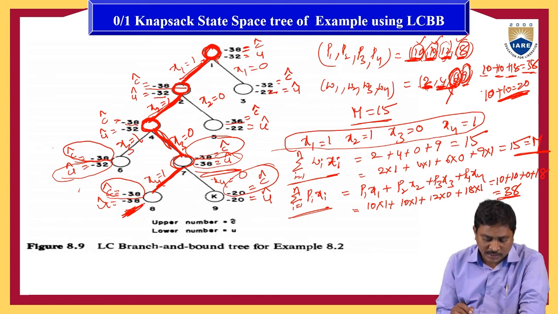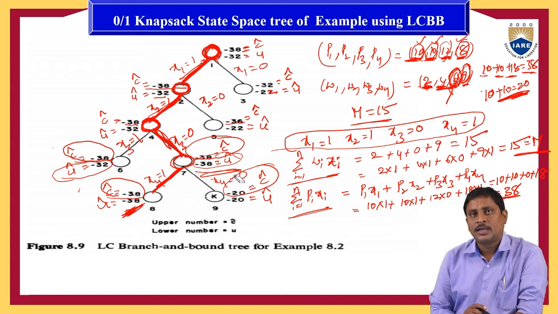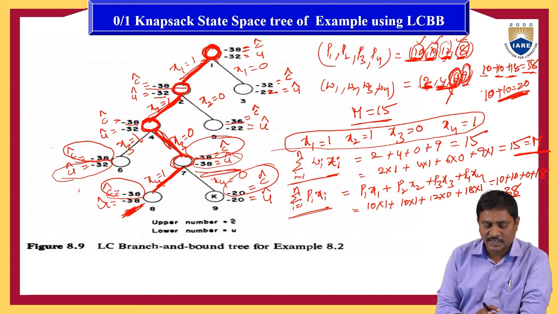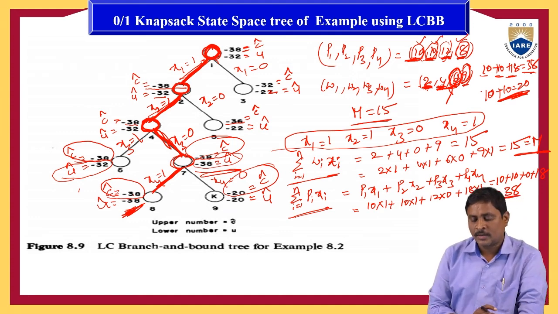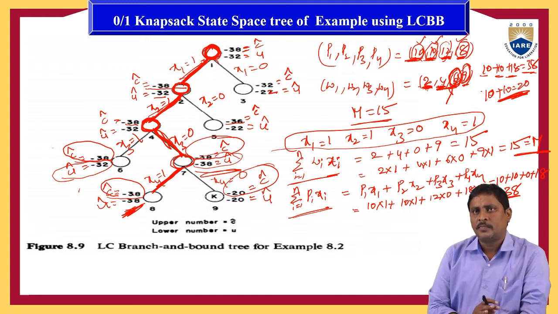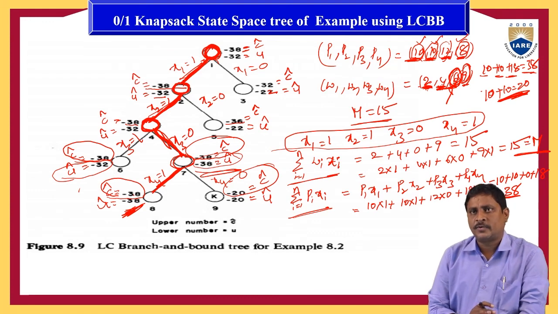Now here once again, I am repeating this procedure. First, 4 instances are given, n equal to 4. The corresponding profit values are given, P1, P2, P3, P4. Those values are 10, 10, 12, 18. Next, the corresponding weight values are given: 2, 4, 6, 9.